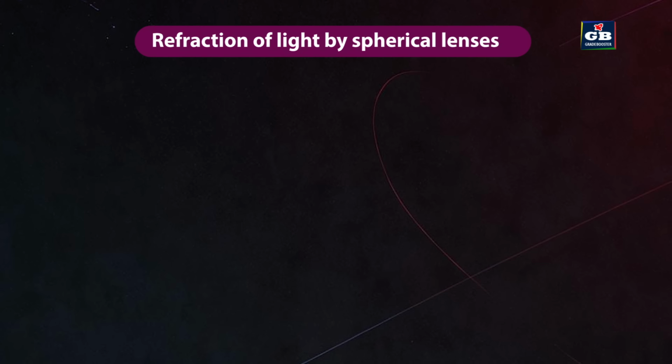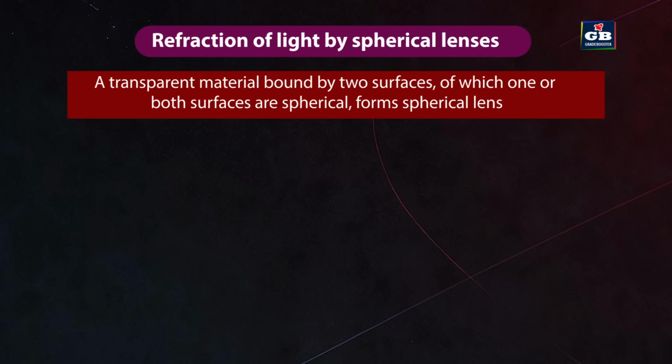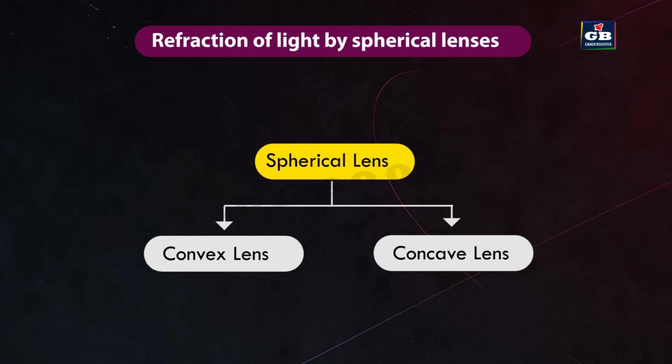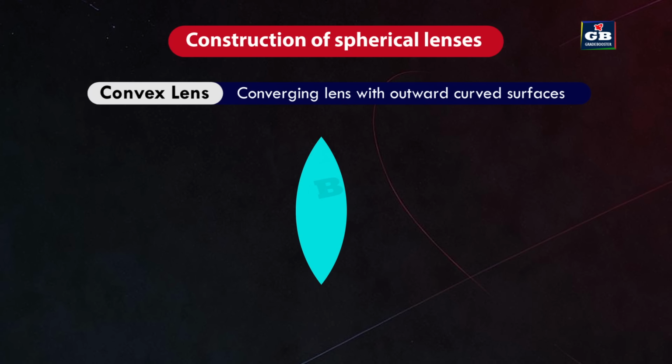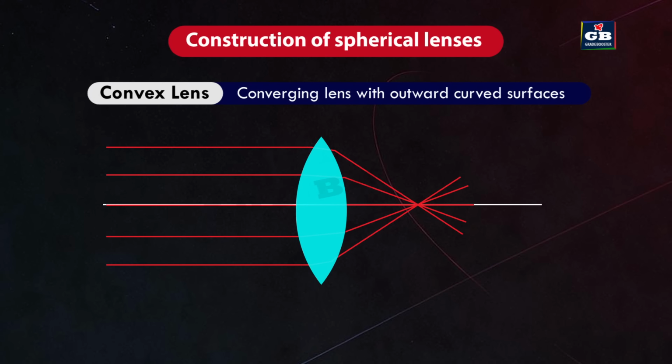Now let us see the refraction by spherical lenses. A transparent material bound by two surfaces, of which one or both surfaces are spherical, forms a spherical lens. They can be either convex lens or concave lens based on their shape and refractive properties. A convex lens, also known as converging lens, is a transparent material with curved surfaces. It is thicker at the center and thinner at the edges. Convex lenses are designed to converge or focus parallel incident light rays to a single point called the focal point.